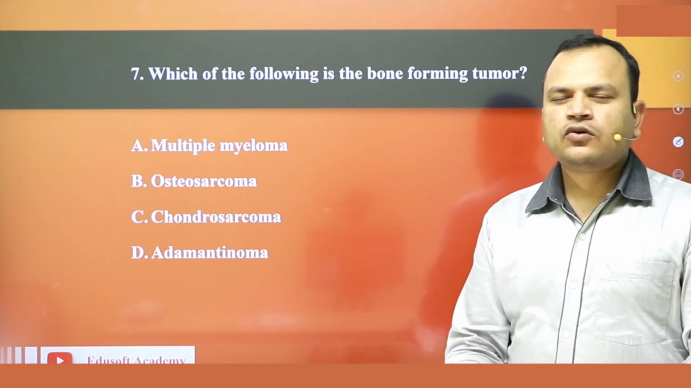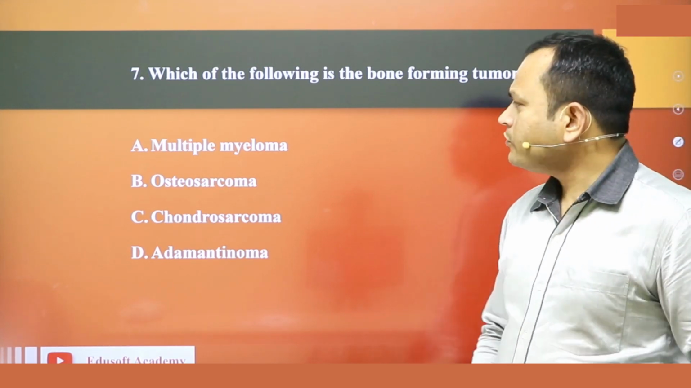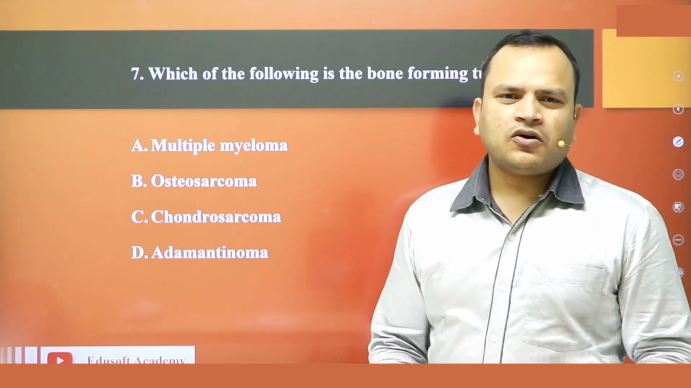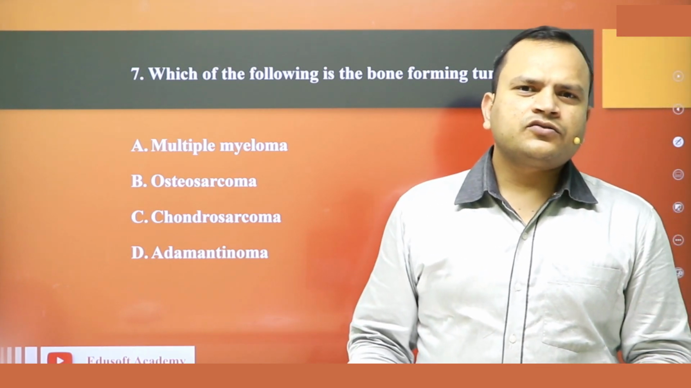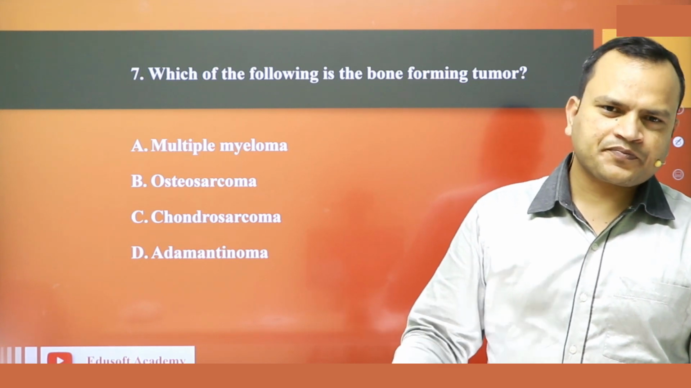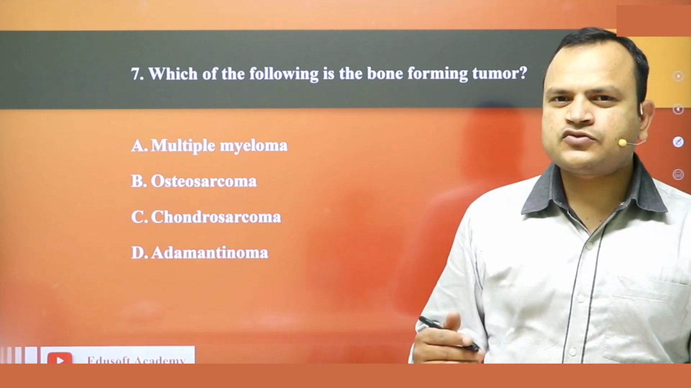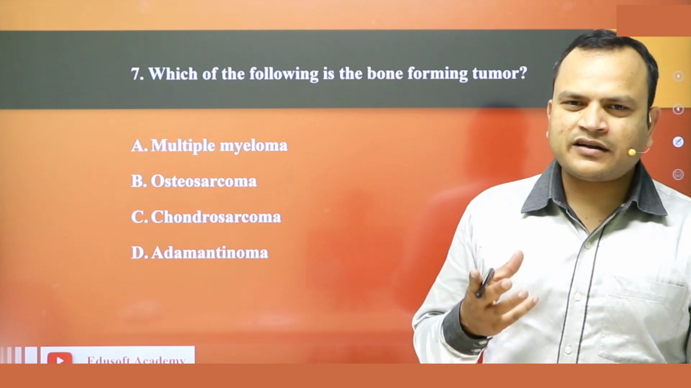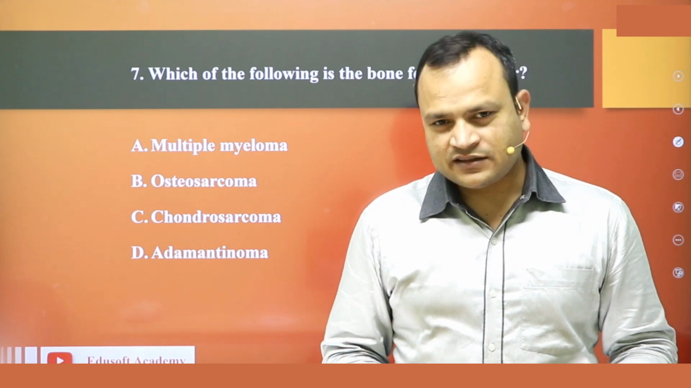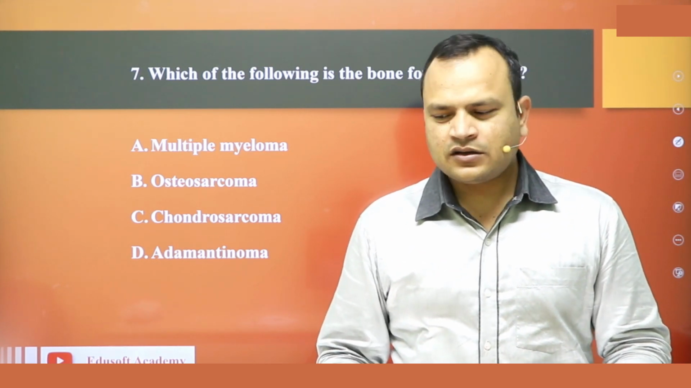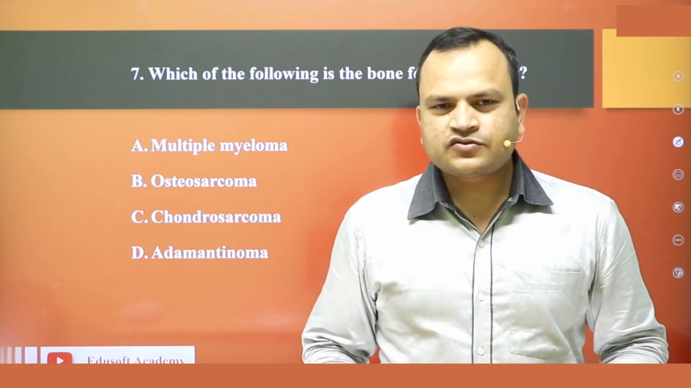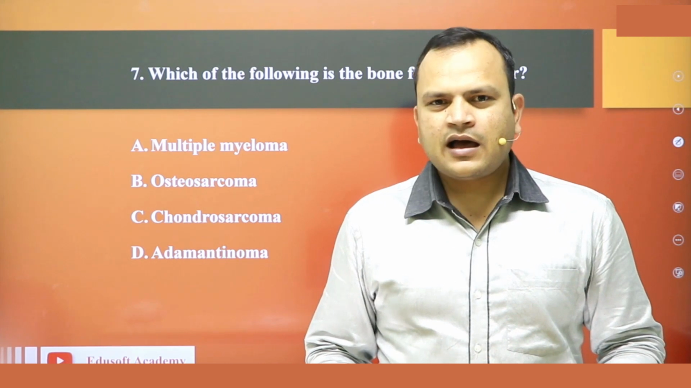Which of the following is a bone forming tumor? The options are multiple myeloma, osteosarcoma, chondrosarcoma, and adamantinoma. One of the most characteristic features of bone forming tumors is that they form osteoid matter, and after the osteoid matter is formed, there are osteoblasts and then osteogenic cells. There are only three bone forming tumors: osteoid osteoma, osteosarcoma, and osteoblastoma.